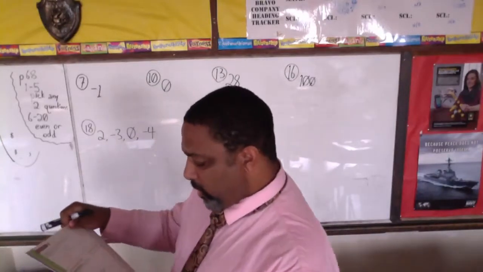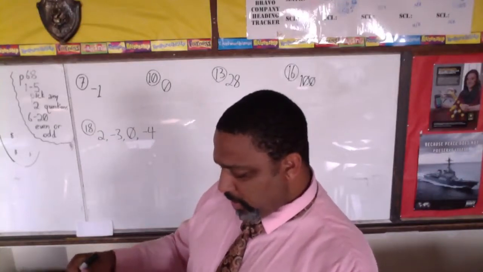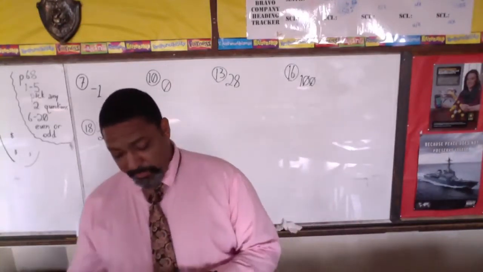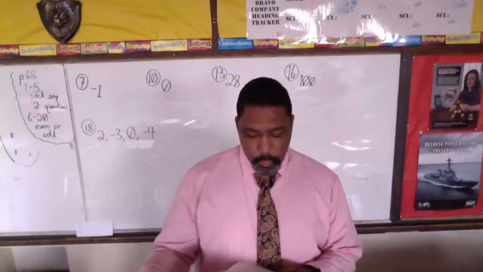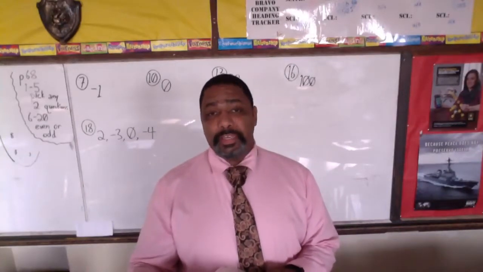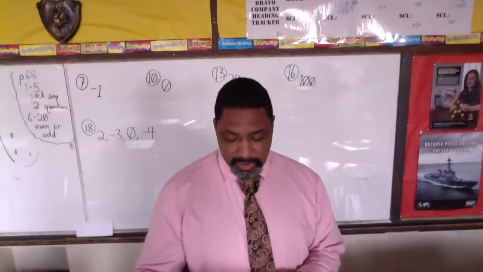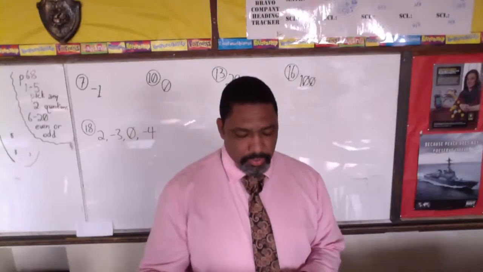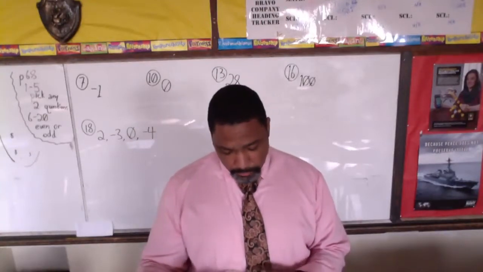Then it says construct arguments. Which amount represents a debt of $250, $250 or a negative $250? One of those represents you owing someone $250 versus you earning $250. And you should be able to identify that and explain why that is so.